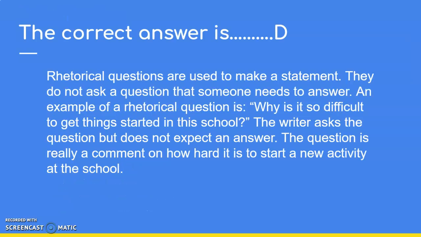Correct answer would have been D. Rhetorical questions are used to make a statement. They do not ask a question that someone needs to answer. An example of a rhetorical question is, why is it so difficult to get things started in this school? The writer asks the question but does not expect an answer. The question is really a comment on how hard it is to start a new activity at the school.